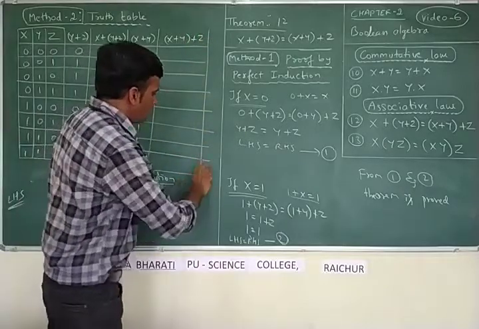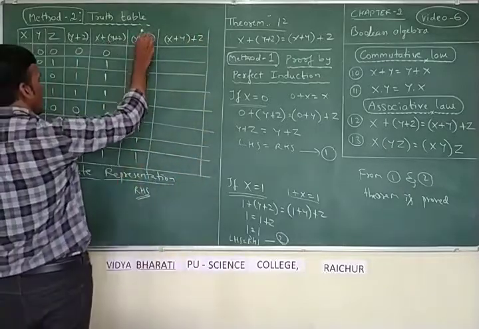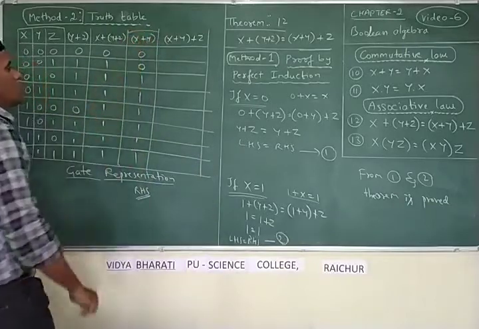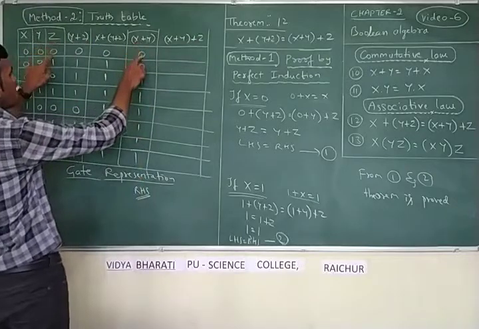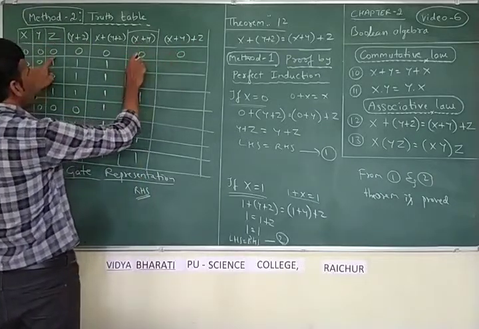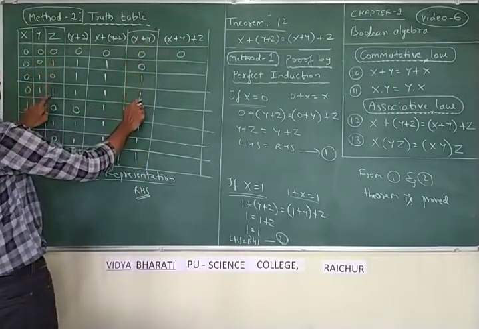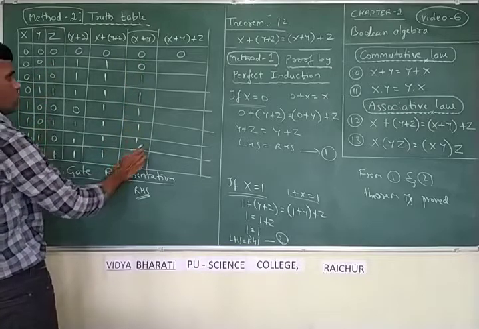So again an OR operation. So the x plus y column is here and the column z is here. Between these two columns, if both are 0, then it is 0. Otherwise it is going to be 1.